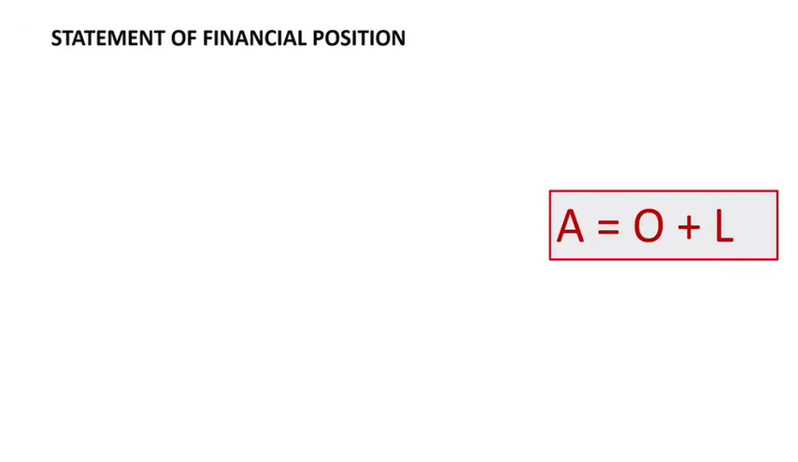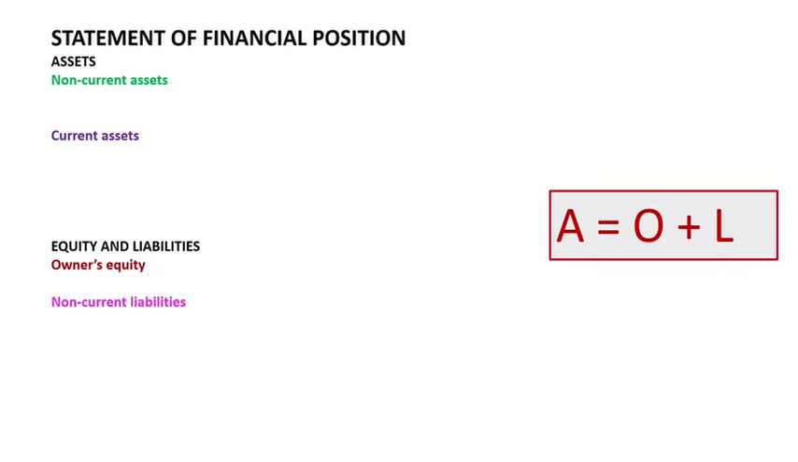Statement of financial position. This is normally one that you sort of struggle with. You know since grade 8 that assets equal owner's equity plus liability. And that is exactly what we see in the balance sheet. Assets equal equity and liabilities. We know assets, we have non-current assets and current assets. Equity and liabilities consist of owner's equity, non-current liabilities, and current liabilities. Can you see how we are completing this puzzle?